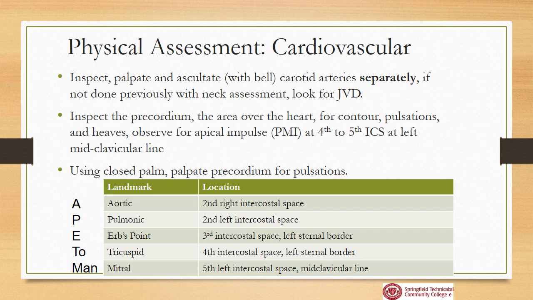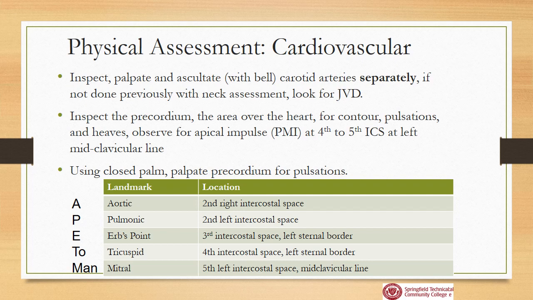You're going to look at the area over the heart for contour, any pulsations or heaves. You try and look for that PMI, the point of maximal impact, at the 4th to 5th intercostal space at the left midclavicular line. Using a closed palm, you can also palpate the precordium for pulsations.